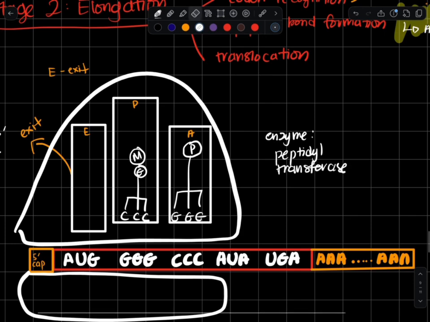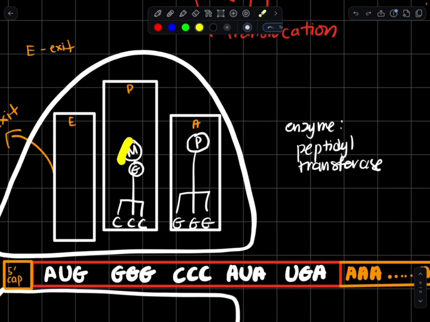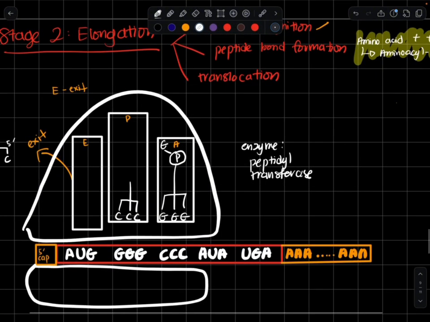Okay, so apa yang akan jadi? So this growing polypeptide will be removed from tRNA in P site and bind to amino acid in A site. Okay, so apa yang Miss akan buat adalah misalkan padam ni, bawa dia ke sebelah glycine. And then kita ada methionine. So this is peptide bond formation.